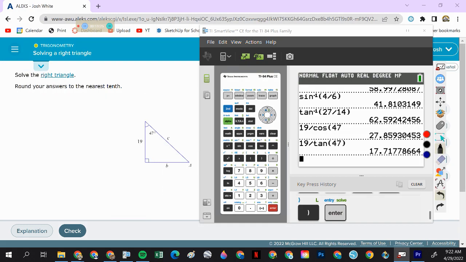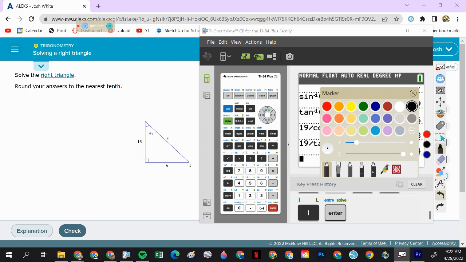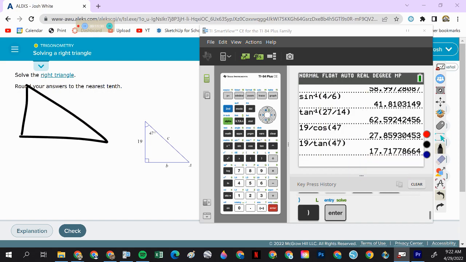I'm going to draw my own triangle. What if I had this? Is that enough information to fill out the entire triangle? Yeah, it is. How can we find A? How would you find A?